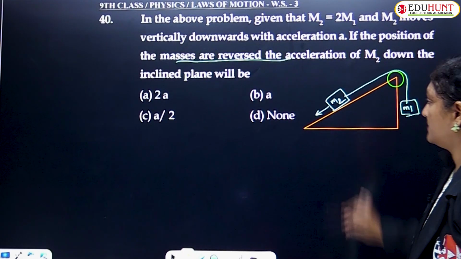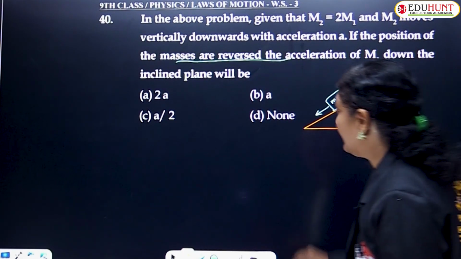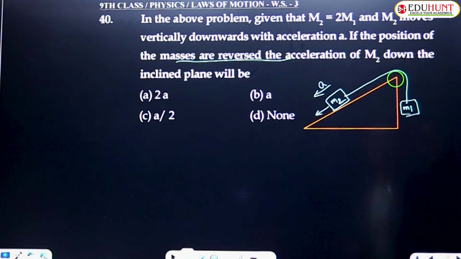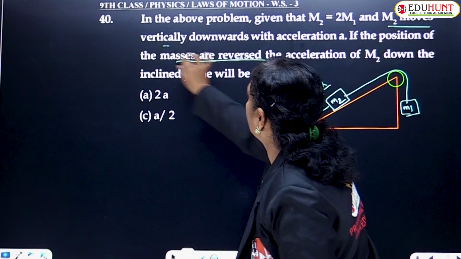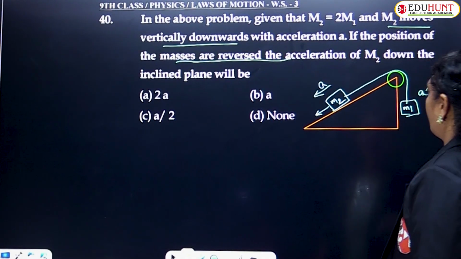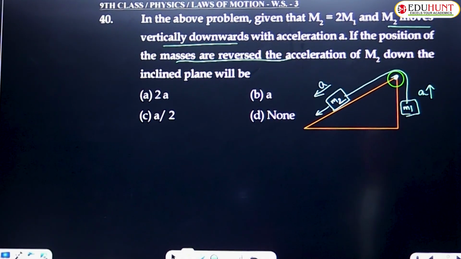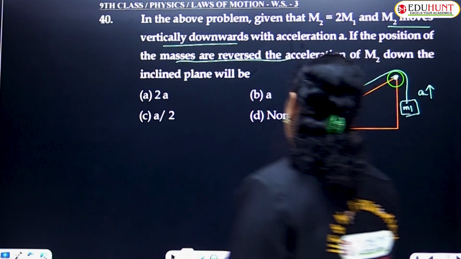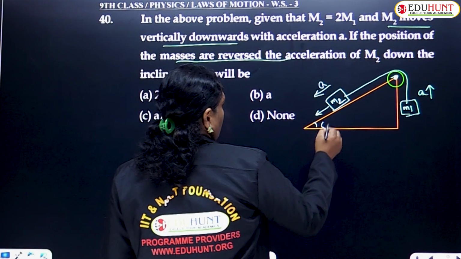This is some acceleration. So clearly it was given that this is accelerating downwards. M2 moves vertically downwards in this direction, hence this will be moving upwards. This is your case. Is that clear, children? Position of the masses are reversed and the acceleration of M2 down the inclined plane will be. So let us go with the equation part.